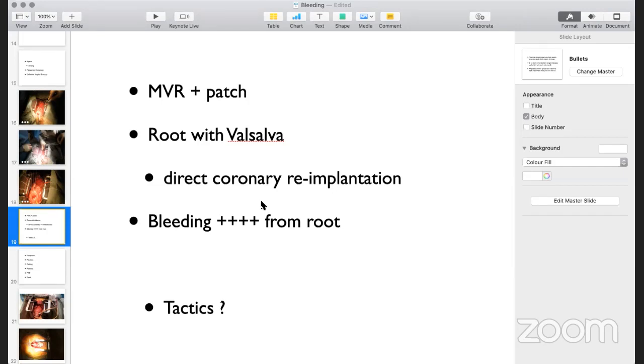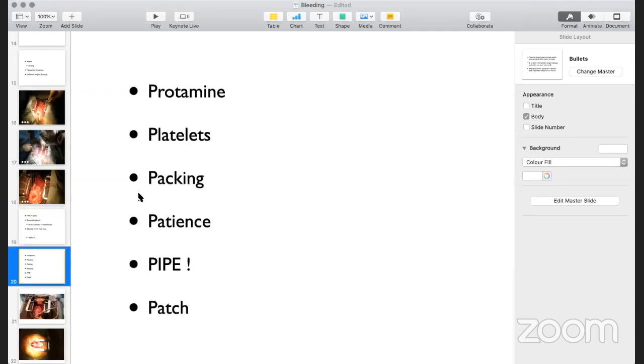I mean, big bleeding. So tactics for bleeding in proximal aortic surgery. Well, I'm sure you know all the first 3 Ps: protamine, platelets, packing. Sure, we all do that. I add patience. You need a lot of patience. Shibrim Al-Khoury taught me pipe. He used to say, there's no bleeding that won't stop if you go away and smoke a pipe for 20 minutes. I haven't got a pipe, so that's not an option.